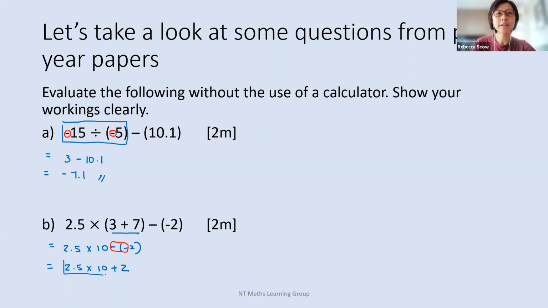Work out 2.5 times 10 through order of operations. That gives us 25 plus 2 equals to 27.